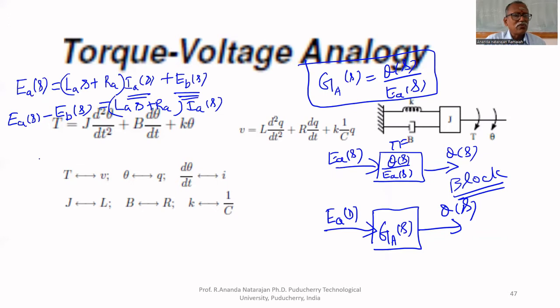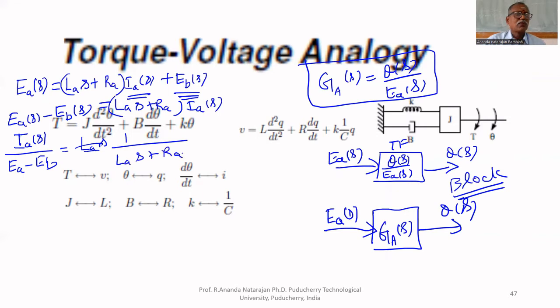If you give EA minus EB as input, it will give the IA current. That way I can represent the model. So the output is IA of S, I am assuming, and the input is EA minus EB. The transfer function is 1 upon LA S plus RA. You got one transfer function. In this case, the input is EA minus EB, output is IA, the armature current. I got one model, a block diagram representation.